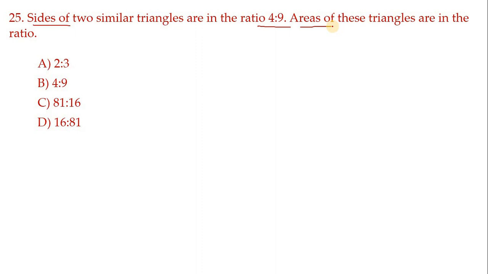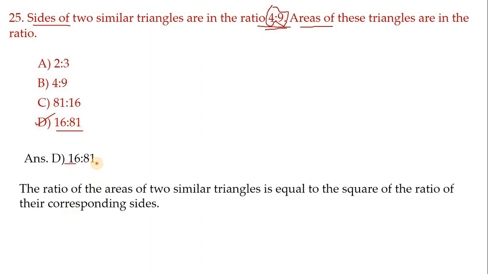So whenever they have given ratio of sides and asking to find ratio of areas, you wanted to make square. So here you make 4 square and 9 square. So 4 square means 16 and 9 square means 81. So whenever ratio of areas given and asking to find ratio of sides, you wanted to make root of the given ratios. So correct option is 16:81.